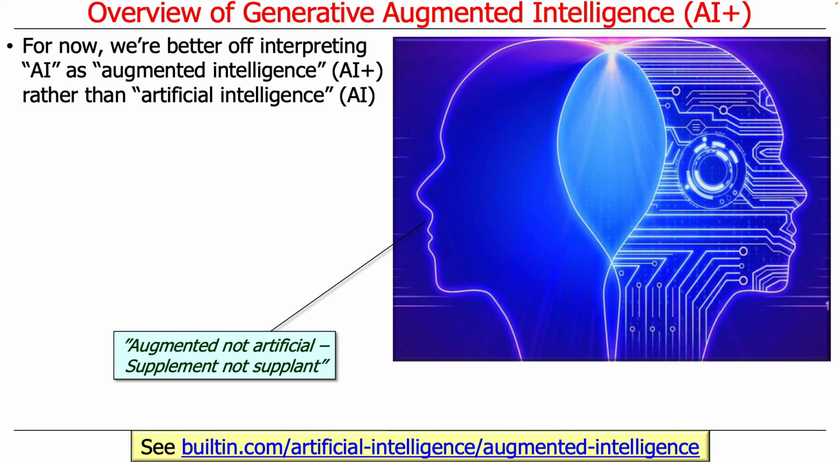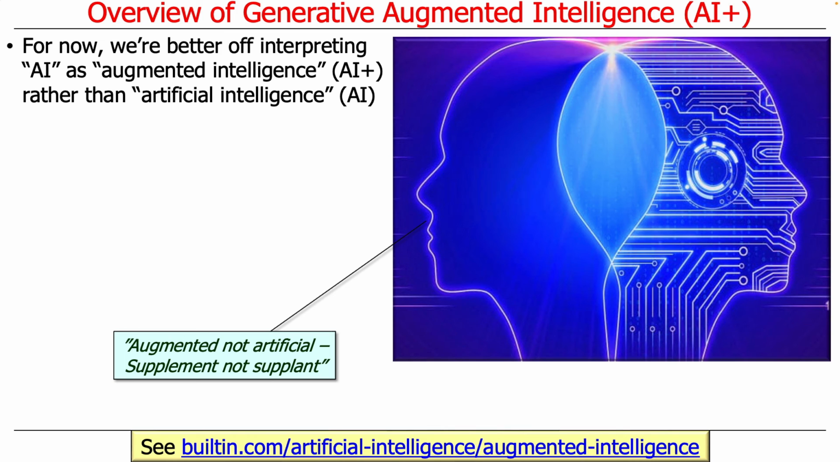So for the time being, because these tools are not fail-safe or foolproof, we're better off thinking about augmented intelligence rather than artificial intelligence. So I call that, we've phrased the term AI plus. And the idea here is we're going to augment, not be artificial, and we're going to supplement, not supplant. So we are in the loop. Humans are involved. As long as you take that perspective, life is really good.